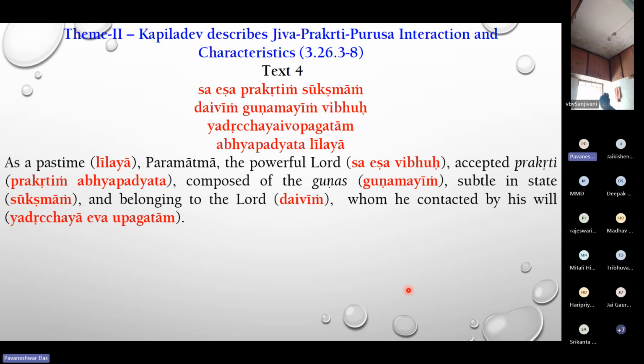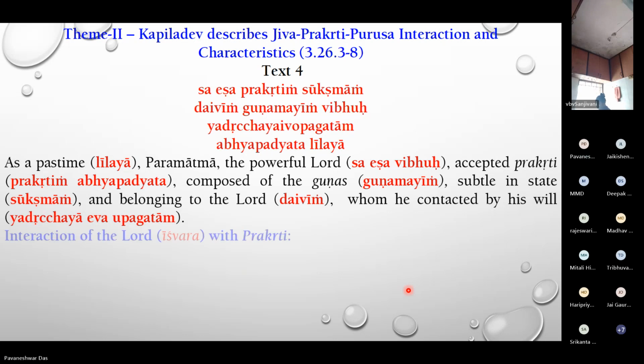And whom does it belong to? It belongs to the Supreme Lord. Daivim. Mama maya duratyaya. The Daivi Prakriti, because it is the Lord's Prakriti, the Lord's energy, whom he contacted by his will. Yadrichchhayaiva upagatam. Previously it is said that vishvam yena samanvitam, the universe has been manifested from him. How? By the contact of Prakriti, the universe manifested. By glancing upon Prakriti, the Supreme Lord created the universe. That is the connection between the Supreme Lord, Prakriti, and the universe.